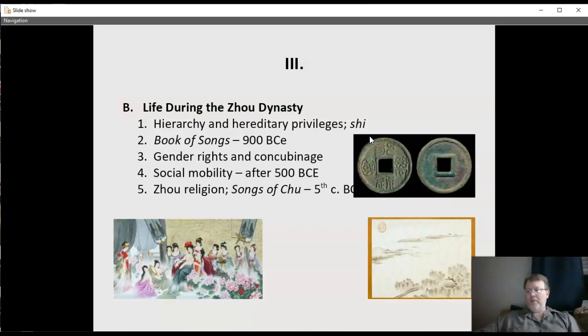By the late Zhou period, the Songs of Chu, 5th century BCE. So this would be the Book of Songs. This is 900 BCE, which is technically the 10th century. It's always one more. So that's the 10th century. So by the 5th century BCE, that would be the 400s. We see the Song of Chu come along.